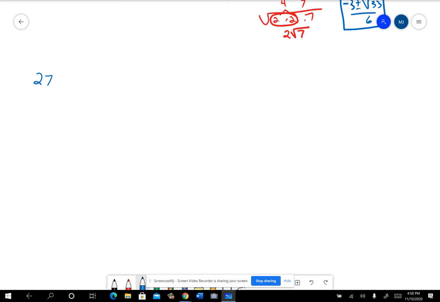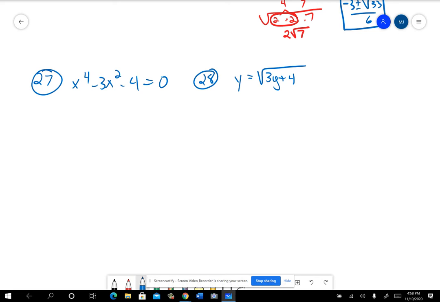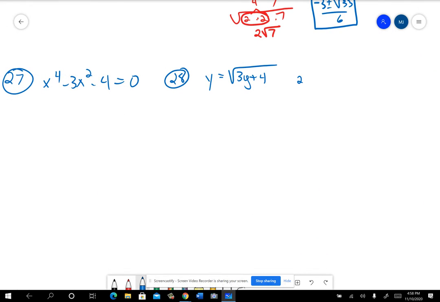Actually, I'll go ahead and do it. I'm going to do all three of these. So here's 27. Here's 28. Okay. And then 29. Okay. All right. So this is degree 4. It's not a quadratic, but we're going to be able to use quadratic techniques.